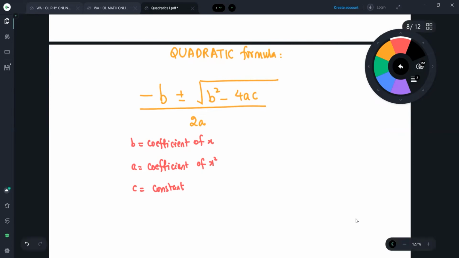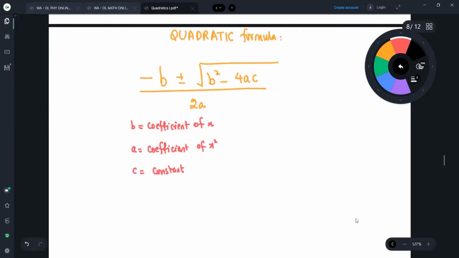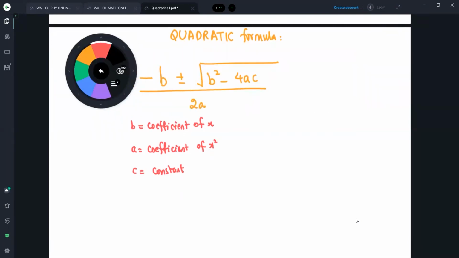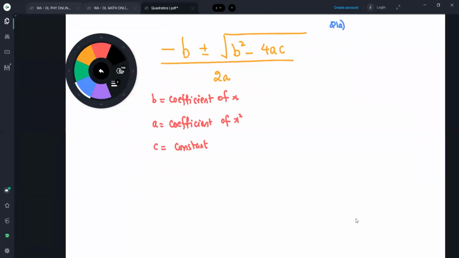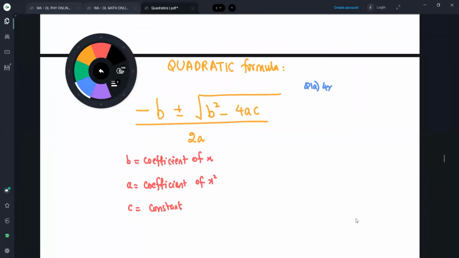So let's talk about identifying what a, b and c are. I'm going to give you a lot of questions. Question number 1a, all of you: 4x squared minus 12x plus 8. Can anybody tell me what a is? 4. a is the coefficient of x squared, which is 4.